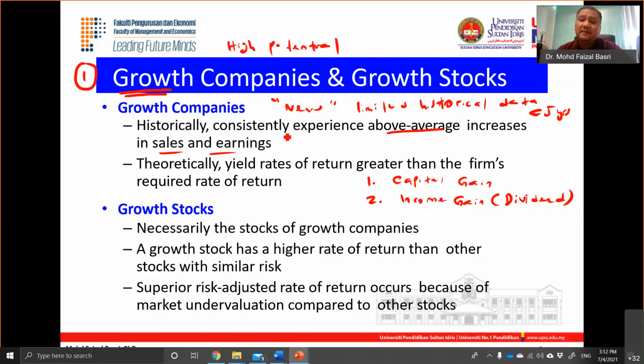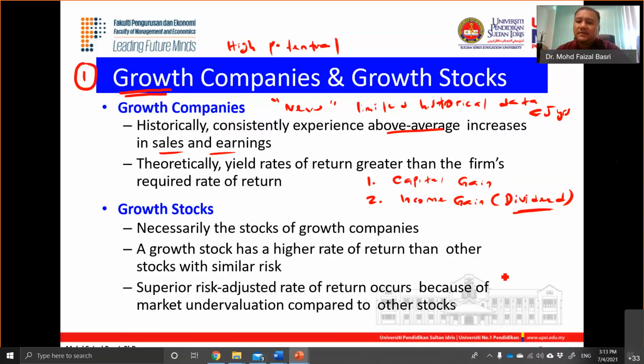These types of company may give you capital gain. But as I said, if you want to capitalize on the capital gain, you need to sell your stocks in order to get the profits. But for income gain, you can get the dividend without selling your share. But obviously you cannot sell in order to get the dividend anyway. All right, but for these growth companies, their dividends usually will be low. Okay, high growth companies usually will give lower dividend.